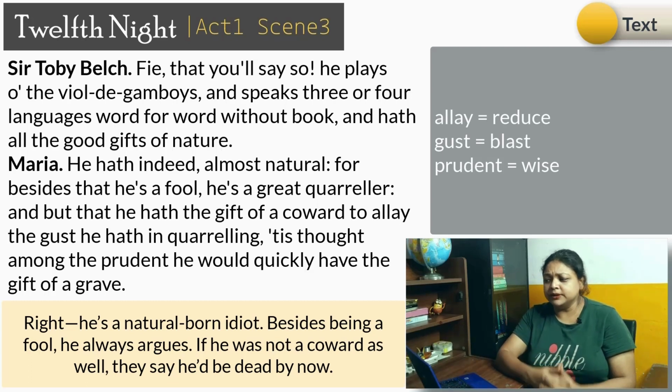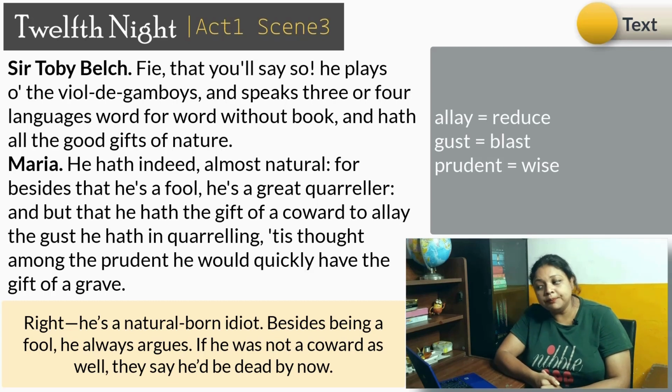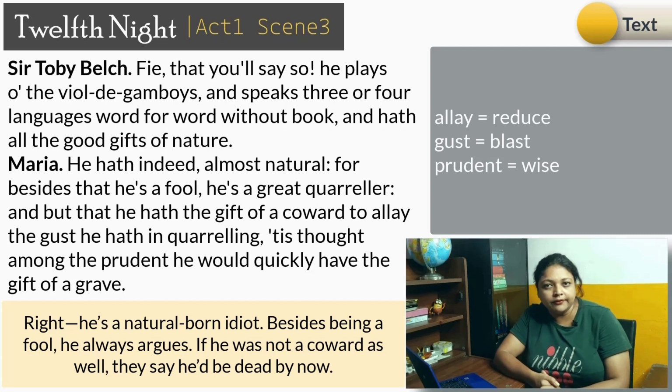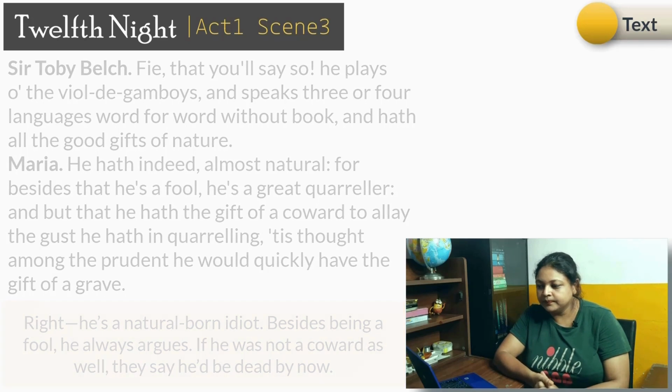It is thought among the prudent. Prudent means sensible people. Sensible people have an opinion about Andrew Aguchi. And what's that opinion? It's thought among the prudent he would quickly have the gift of a grave. So he would quickly die. So that's the gift he's going to have. No other gifts will matter.